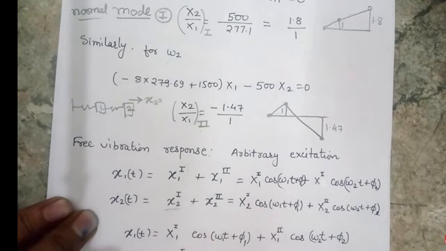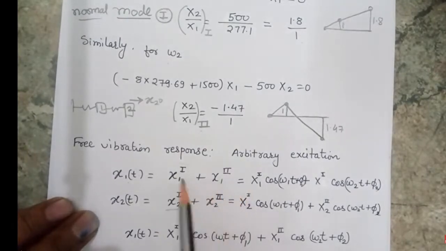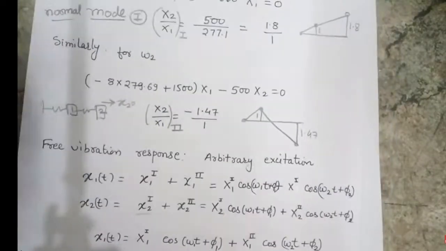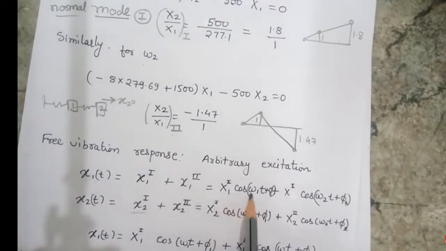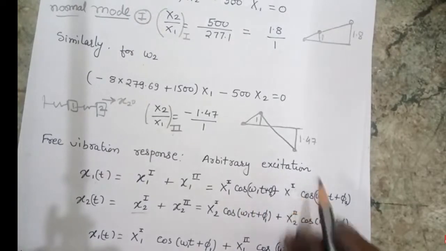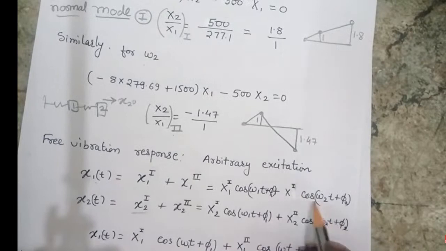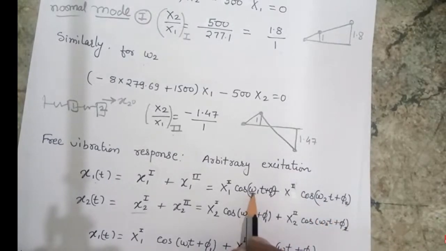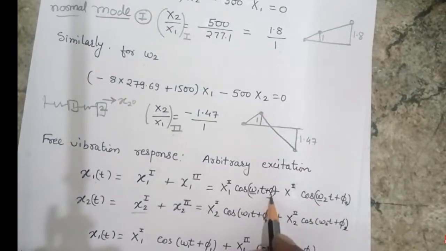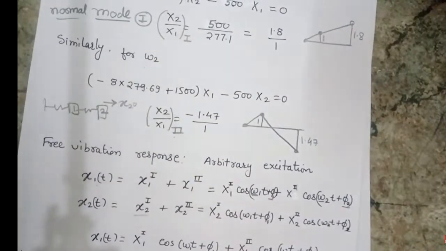When I extend this equation, I will see X1 cos(omega 1 t plus phi 1) and X1 for the second mode cos(omega 2 t plus phi 2), where omega 1 is the first natural frequency, omega 2 is the second natural frequency, and phi 1 and phi 2 basically represent the ratio or the contribution.